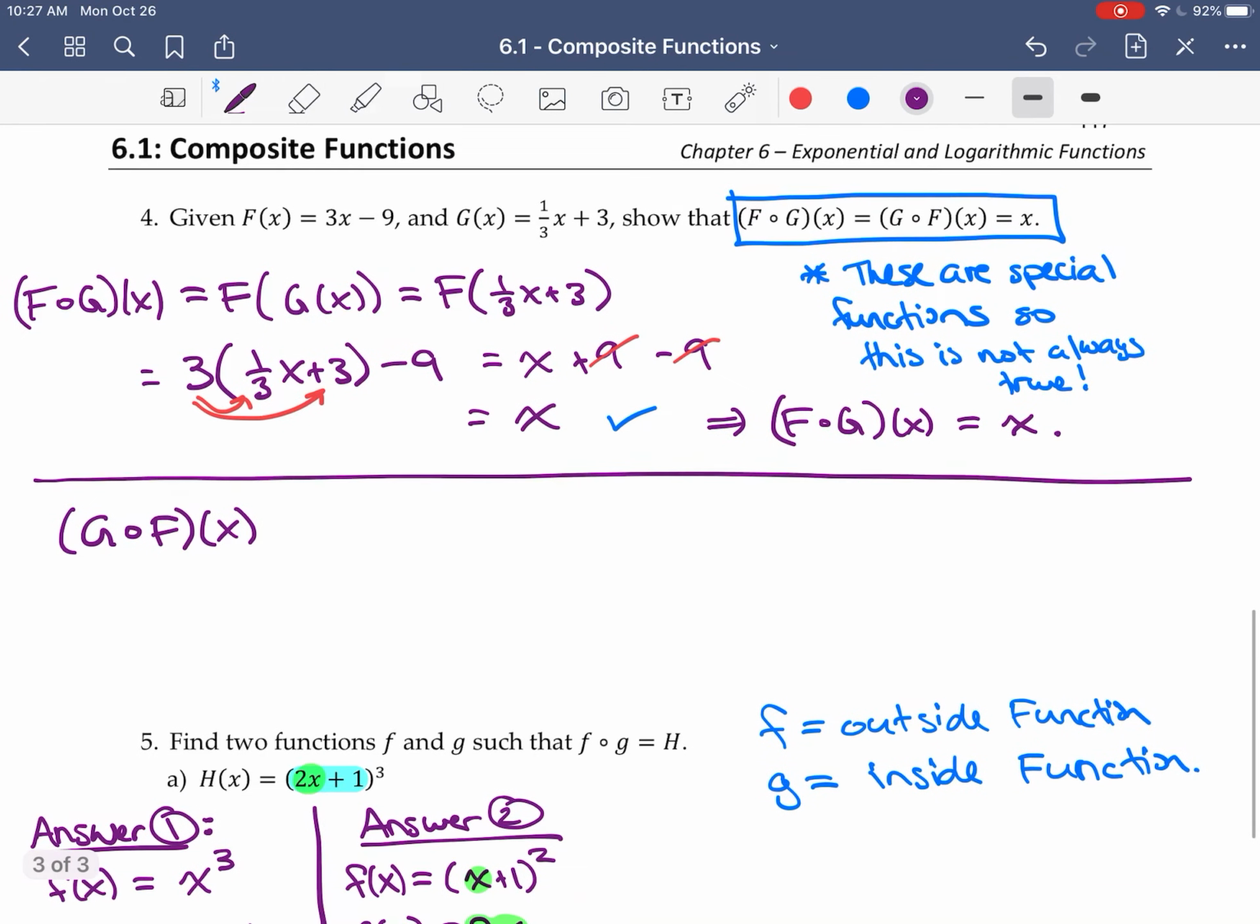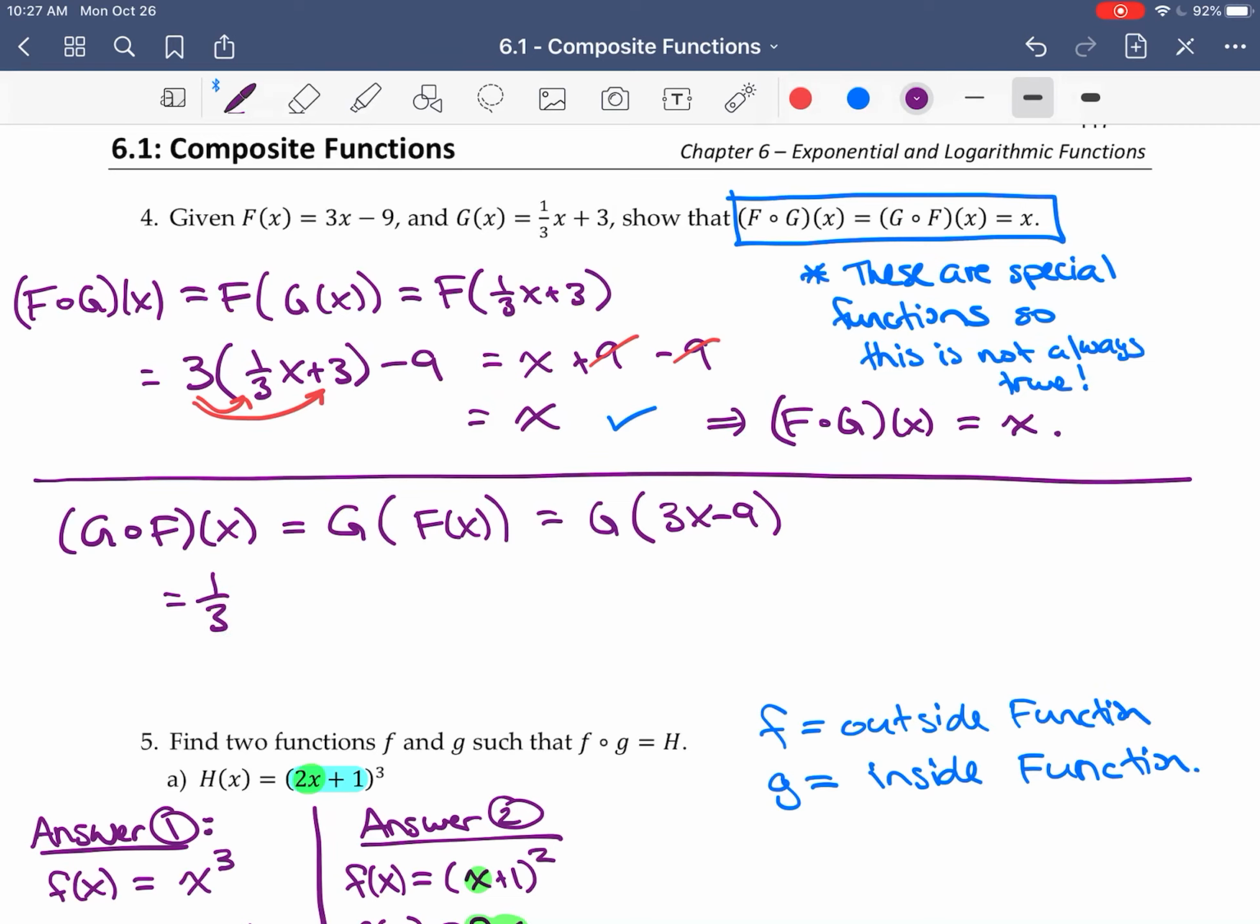Okay, now for this one, we showed half of it, so we wanted to show the other half. So I want to show that g composed with f of x is also equal to x. Okay, so that's g of f of x. So that's g of 3x minus 9. So I use the g equation, but everywhere I see x, I instead put in 3x minus 9.